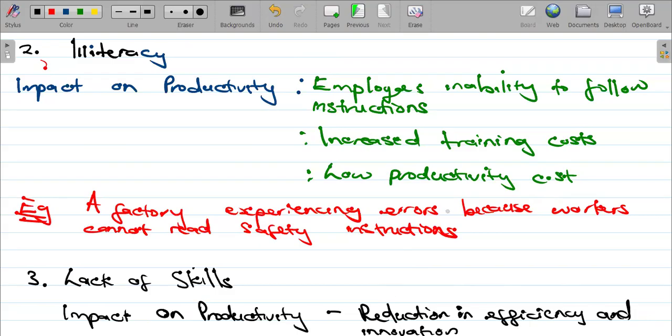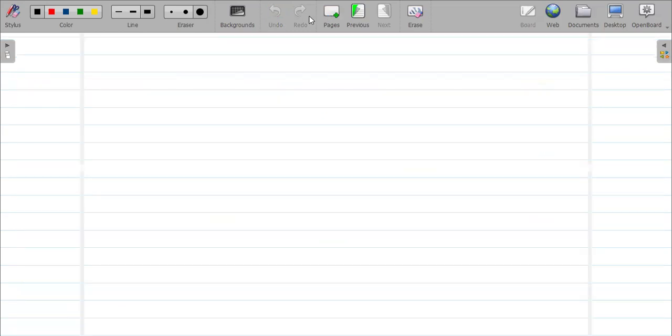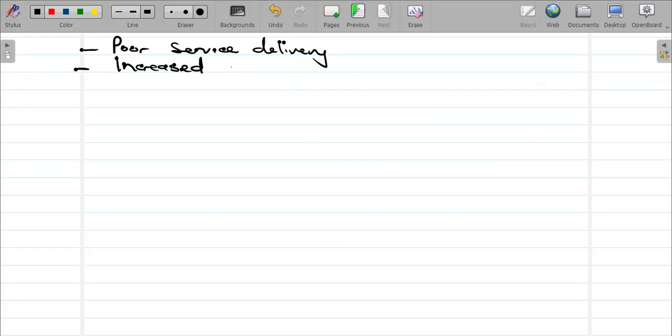Right. There will be a reduction in efficiency because the employees are not skilled, as well as poor service delivery, since they are not skilled, as well as increased recruitment costs, whereby the business has to recruit employees who are skilled, who can perform the task.